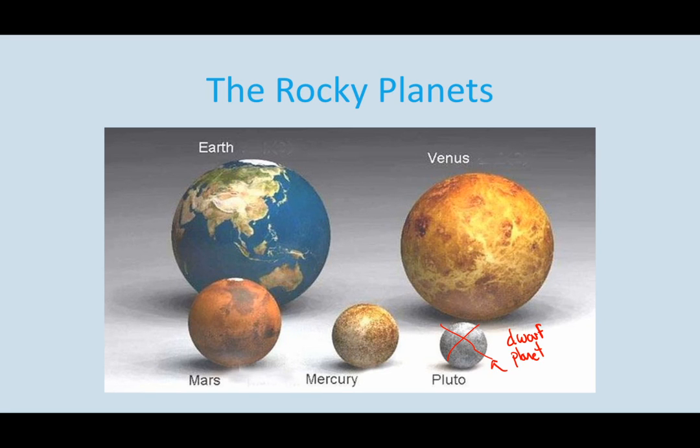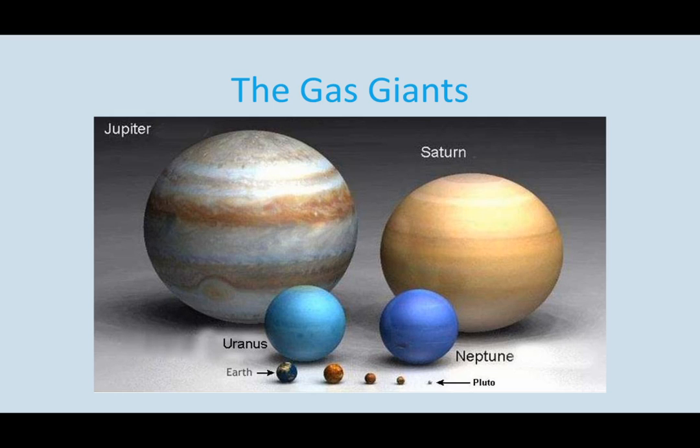They're more solid. And then we have what's considered the gas giants. These are planets that are made up of gas. So we have Jupiter, Saturn, Uranus, Neptune, and then you can see the rocky planets below. This is just a comparison of the sizes. You can see the gas giants here, and then the rocky planets below. The gas giants are definitely larger than the rocky planets.